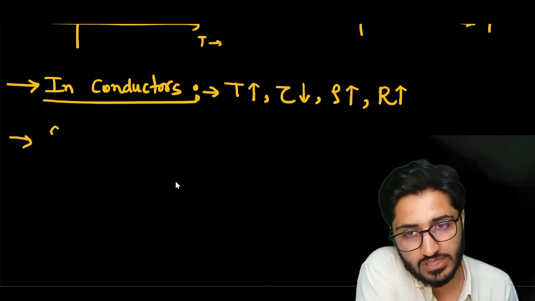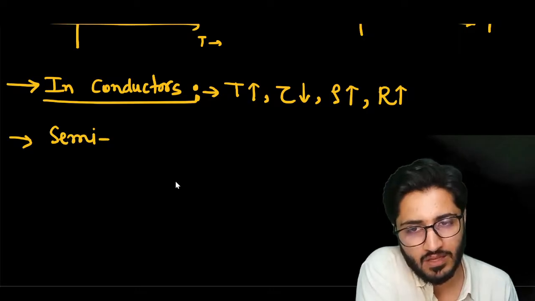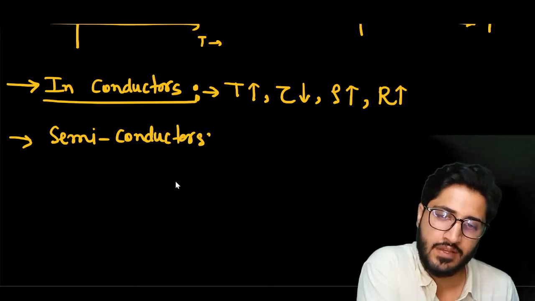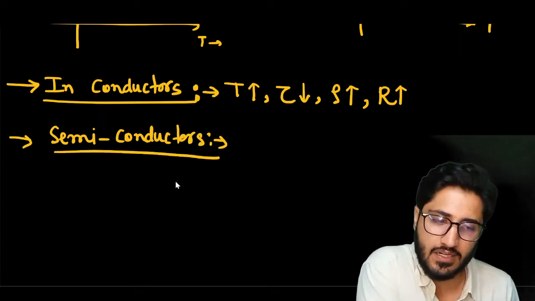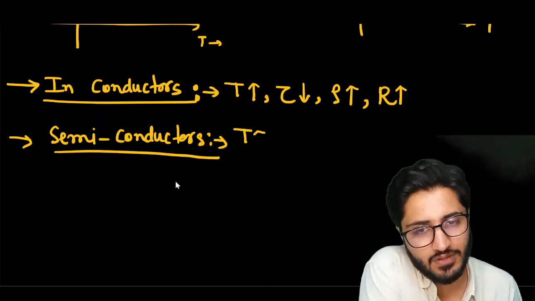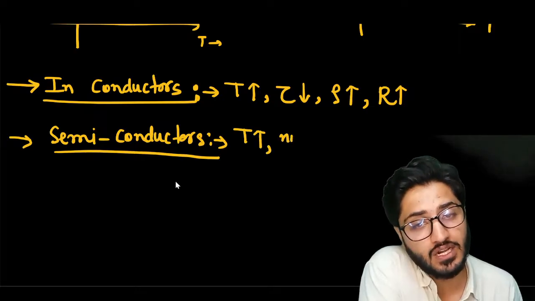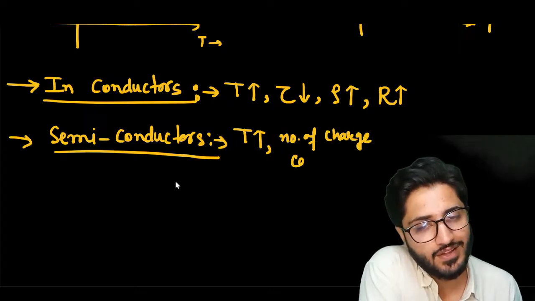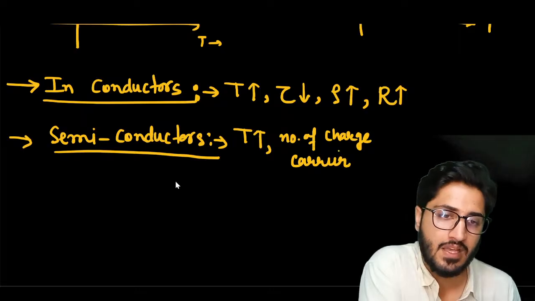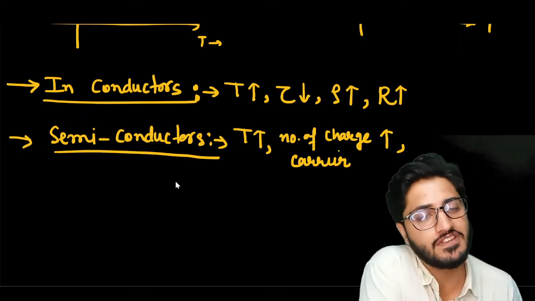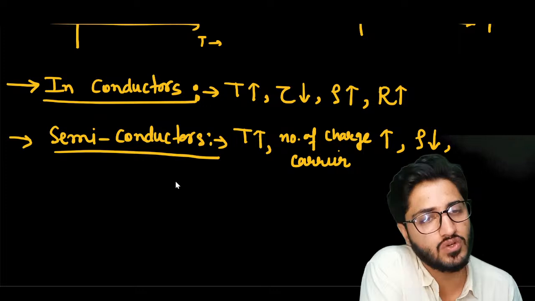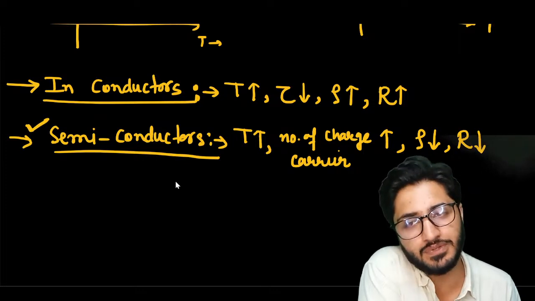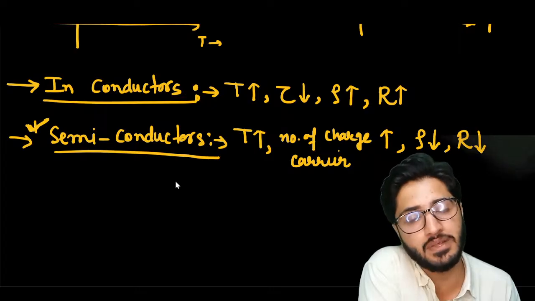If we talk about semiconductors, with increasing temperature, the number of charge carriers increases, which eventually decreases your resistivity, so your resistance decreases. This thing we will discuss in depth in the semiconductor chapter.